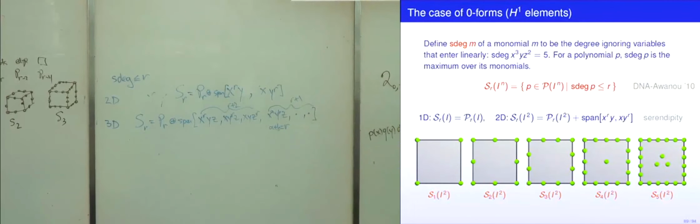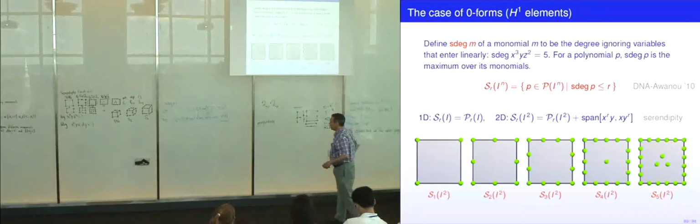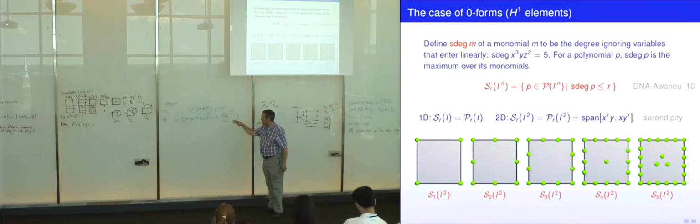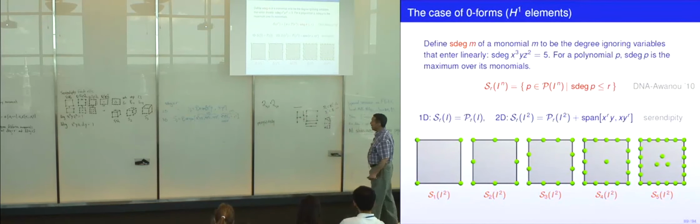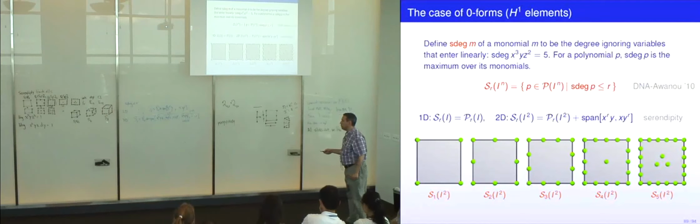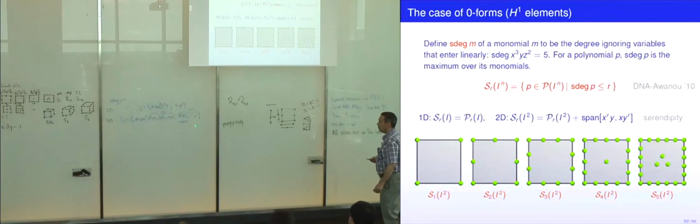So SR in 3D is PR plus a bunch of things, you can count them, of degree r plus 1, plus 3 things of degree r plus 2. And as I say, this definition, as far as I know, was not known before, but it coincides with what is known in the lowest order cases.